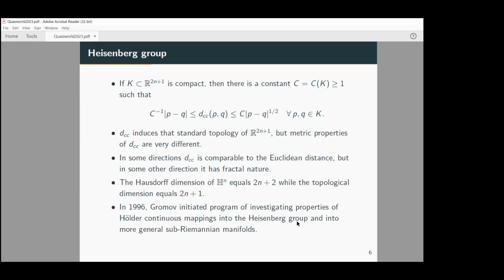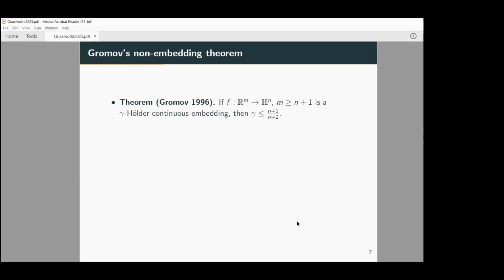Because of this non-smooth structure of the Heisenberg group, Gromov initiated the program of investigating properties of Hölder continuous mappings into the Heisenberg group, or more general mappings into sub-Riemannian manifolds. But today we will just focus on the Heisenberg group. Gromov proved the following non-embedding result.